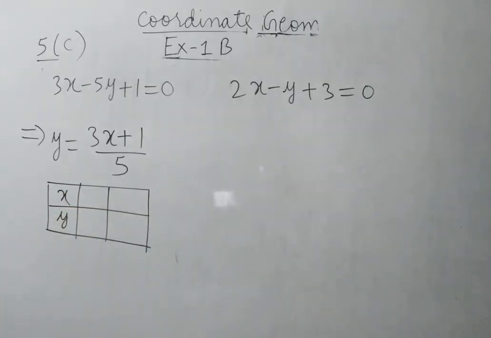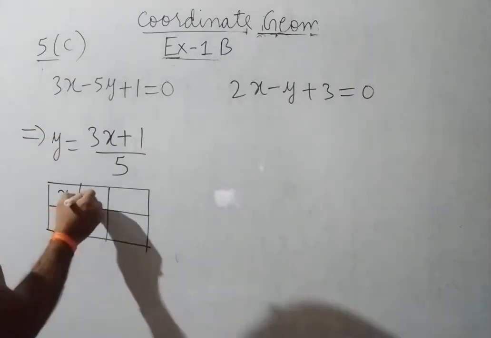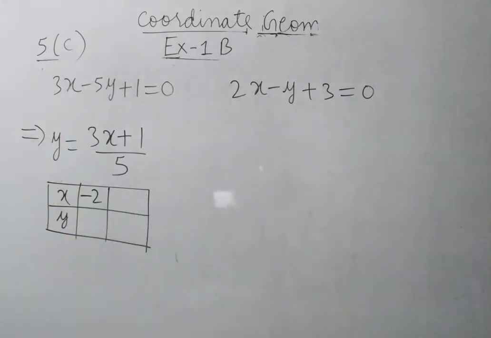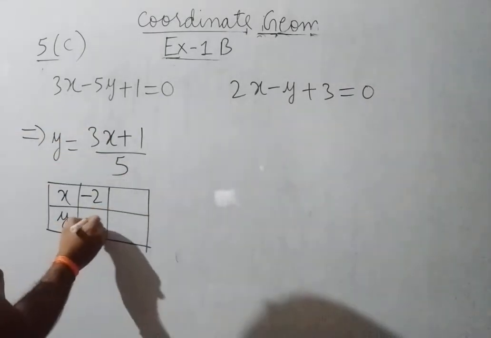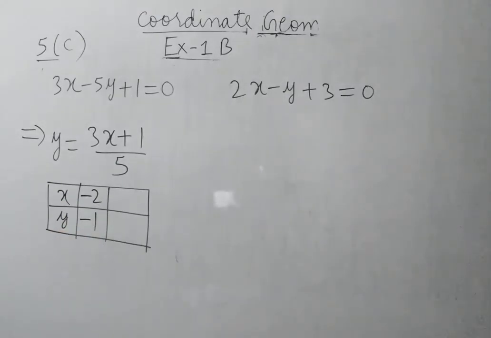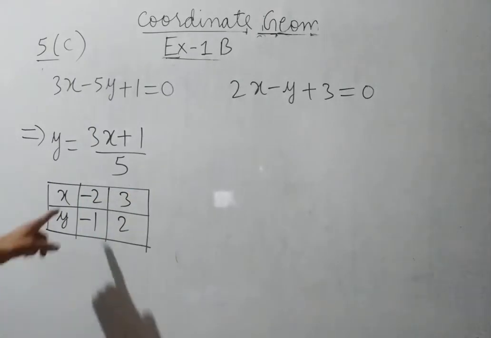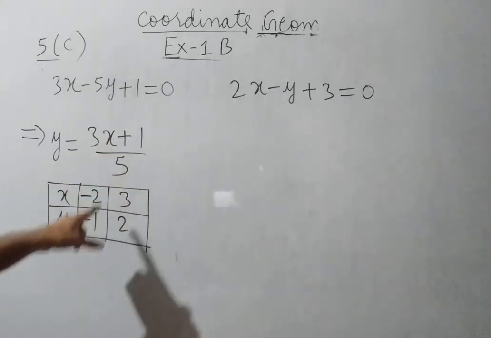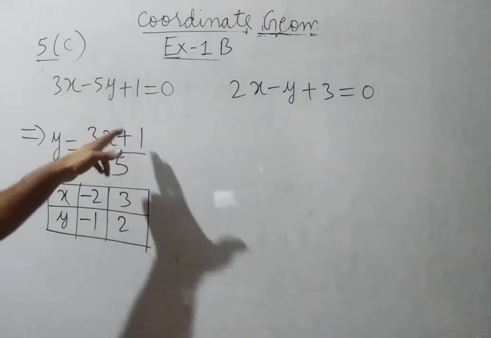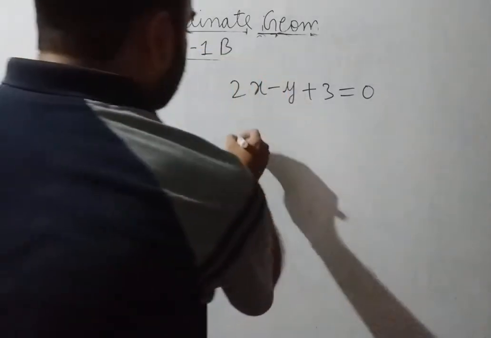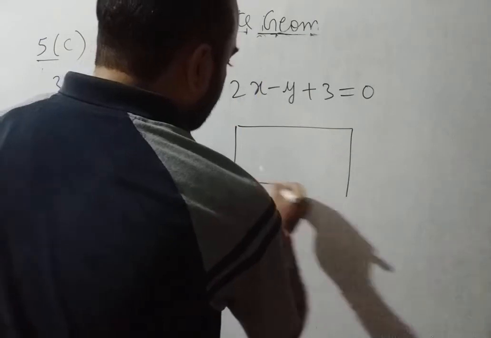Now if x is minus 2, what will come? Minus 6 plus 1, it means minus 1 will come. Correct? And if x is 3, then 2 will come. Correct? If x is minus 2, minus 6 plus 1, minus 5, minus 1; x is 3, 2 will come. In this you can directly find the value.